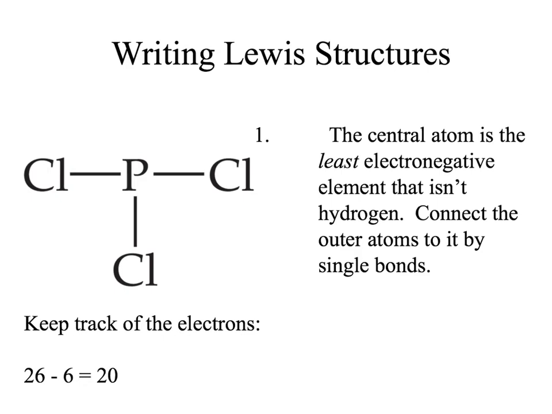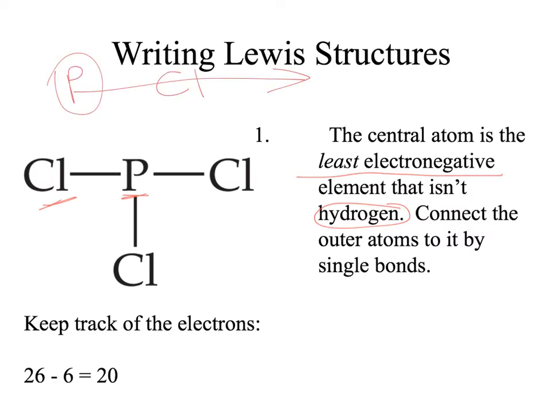Okay, the next step is to figure out which atom goes in the middle of this molecule. You're going to put in the middle the least electronegative element, as long as it isn't hydrogen. Hydrogen will not be in the middle. So if we look at phosphorus and chlorine, which one is the least electronegative? Well, electronegativity increases as you go across. Here's phosphorus, here's chlorine, so phosphorus is the least electronegative. So you're going to put that in the middle. And then you're going to connect phosphorus to the other chlorines, and there were 3 of them, by just one bond, a single bond.